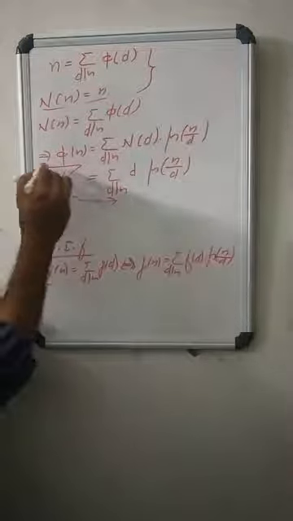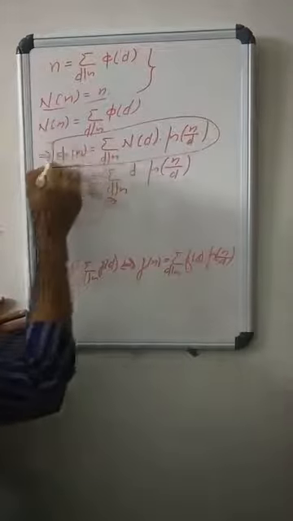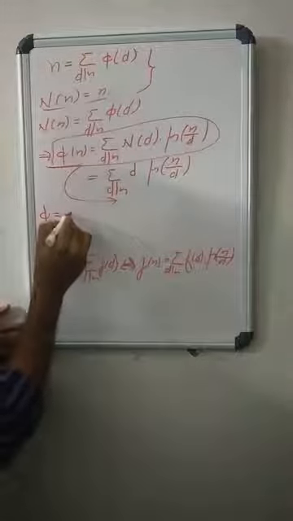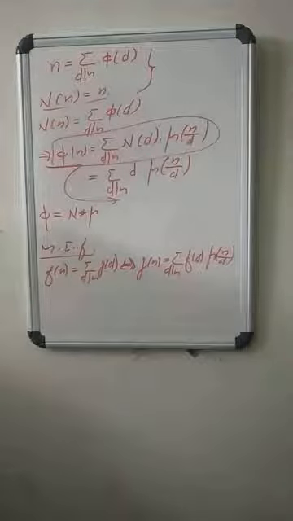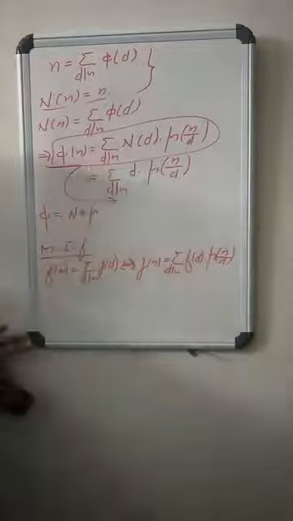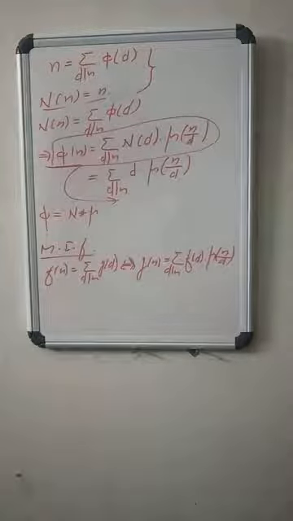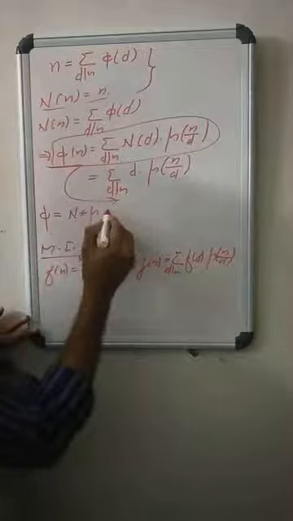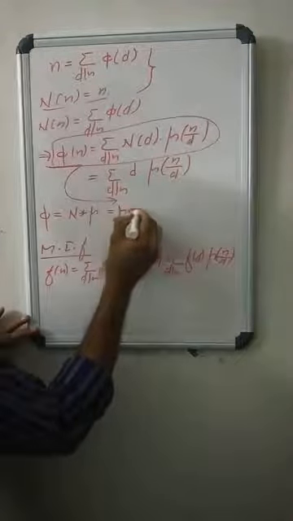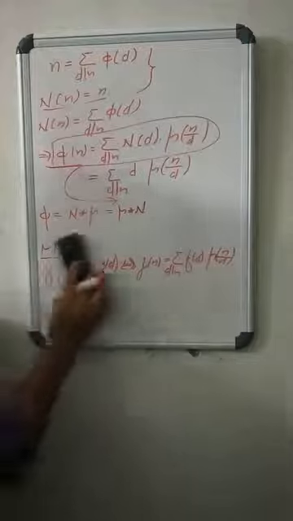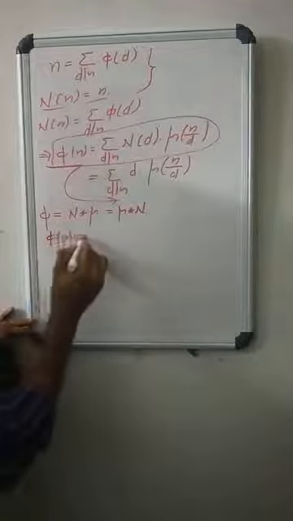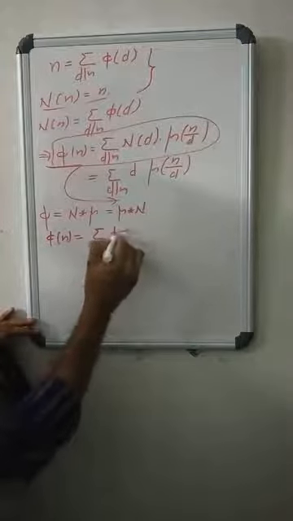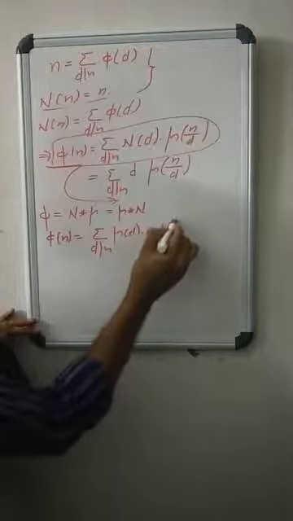Agree? Again, from here come to this argument. What is phi there? Phi equals N star mu. Phi of n equals sigma over d divides n of d into mu of n by d. That means phi equals N star mu. Since star is commutative, this N star mu means mu star N. Agree? That means phi equals mu star N, means phi of n equals sigma over d divides n mu of d into N of n by d.